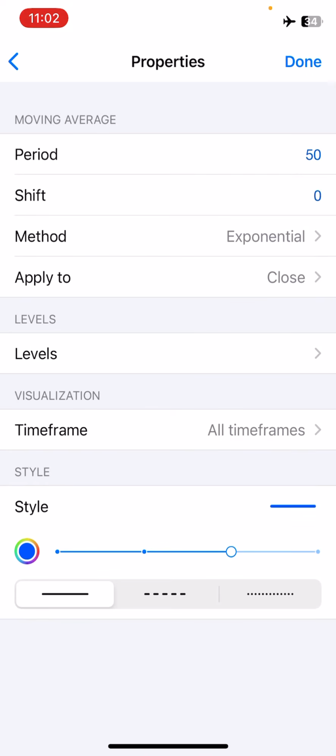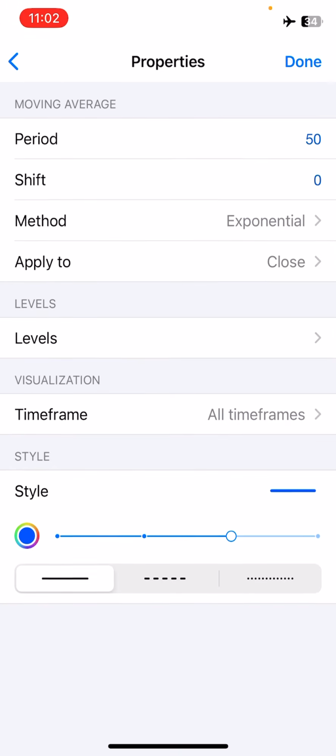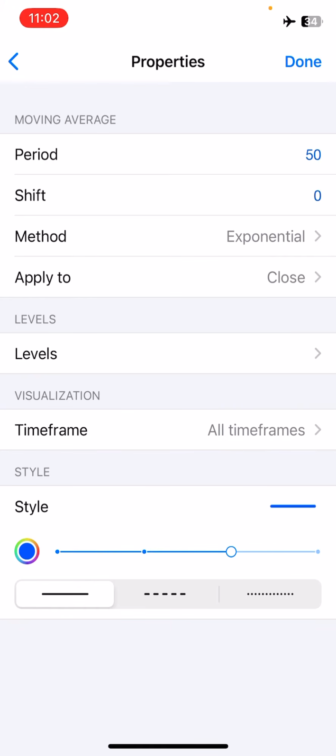And this moving average is going to have the following properties. We're going to have a period of 50. The shift is going to be 0. The method is going to be exponential, and then apply to close. Okay, and there are no levels on this one.